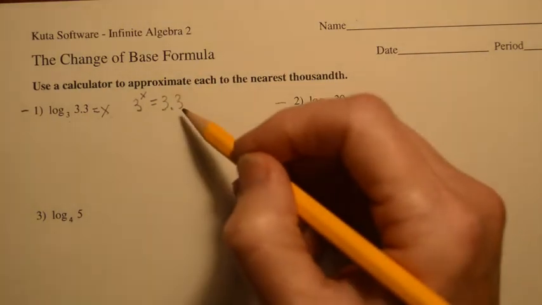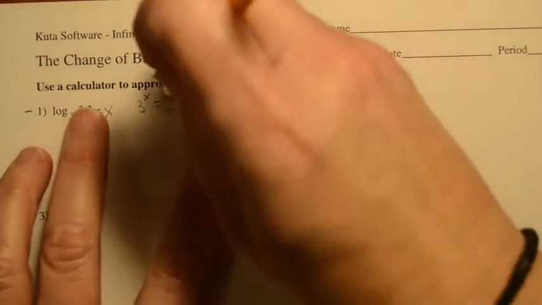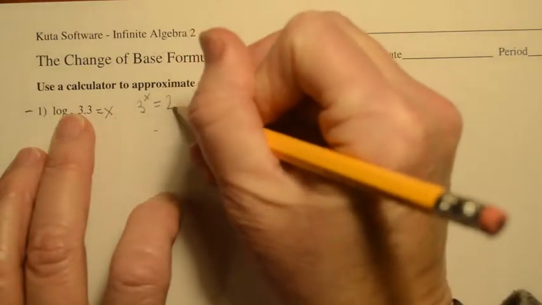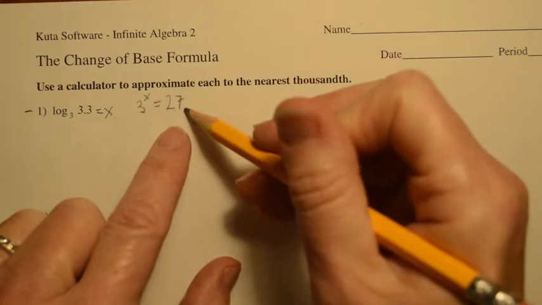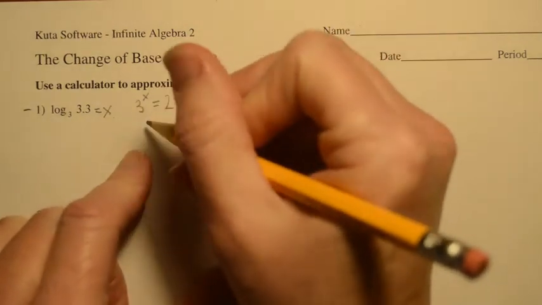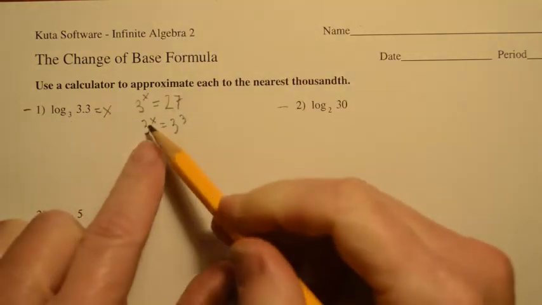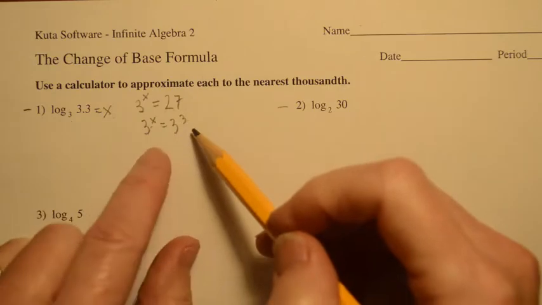Now, in previous problems that we've done, this might not have been a 3.3, this might have been something like a 27. All right. And so we were like, oh, cool. I know that 27 is 3 to the third. And so if I can rewrite this, 3 to the x equals 3 to the third, then I'm just going to set the exponents equal to each other and conclude that x must be 3.